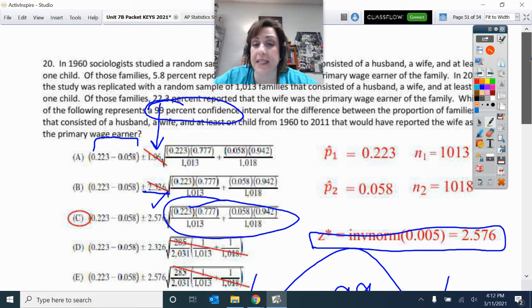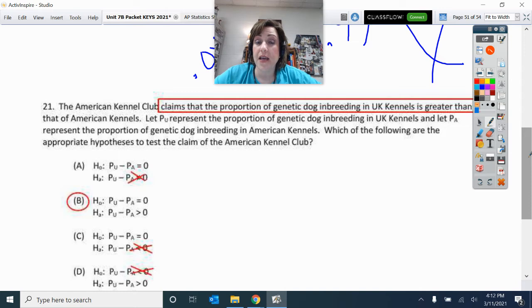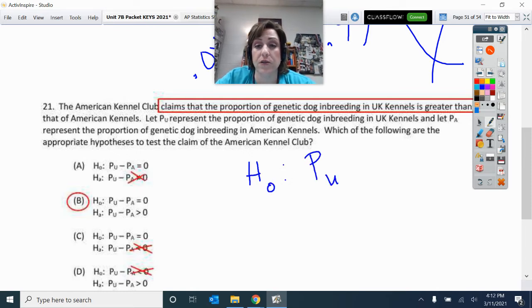Okay, next, number 21 is pretty straightforward, just setting up the hypothesis statements. So our null hypothesis, of course, would be that the genetic inbreeding in the UK kennels is higher than the genetic inbreeding in the American kennels. Okay? And remember that the null hypothesis is always 0.